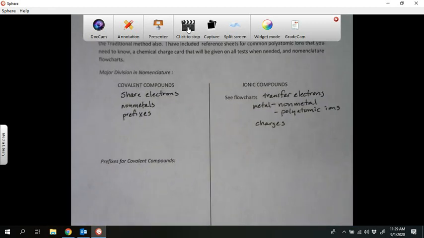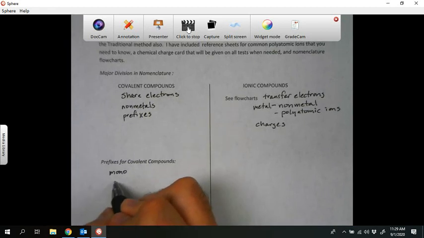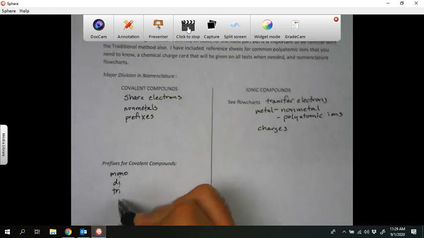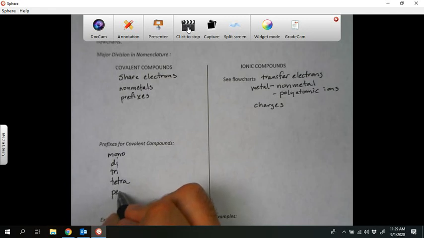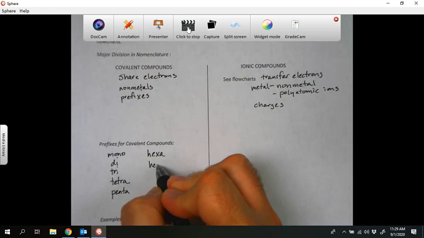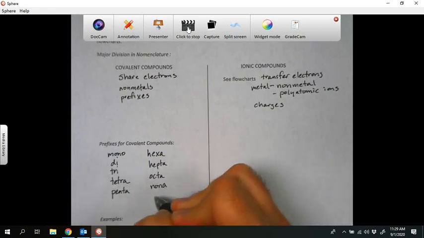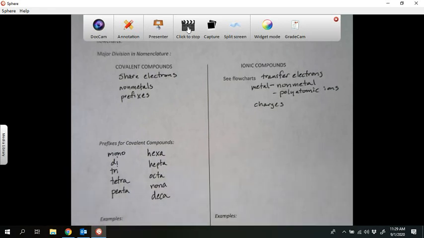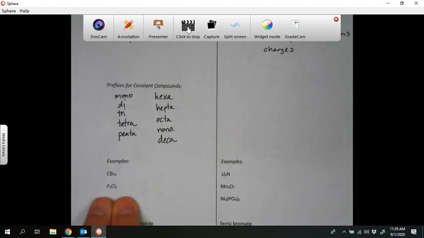So if you recall the prefixes for covalent compounds, one was mono, then we had di, tri, tetra, penta. So that's 1 through 5. Hexa, hepta, octa, nona, and deca. So those are the most common prefixes. There's more, but we don't have to worry about them. So I have two example problems here, CBr4 and P2Cl5.